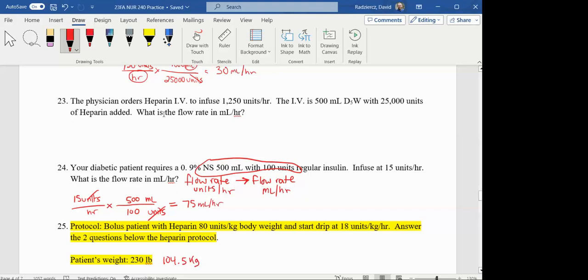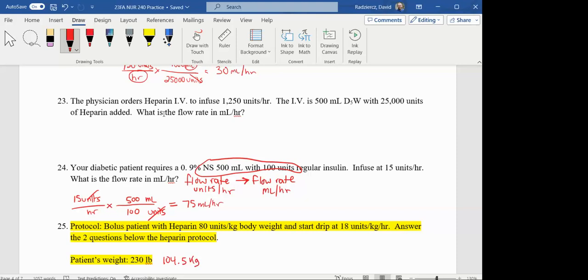And I would do 23 the exact same way. I have the flow rate, 1250 units per hour. I have my IV, 500 milliliters, 25,000 units, and then all I'm doing is converting units per hour to milliliters per hour and converting units to milliliters.